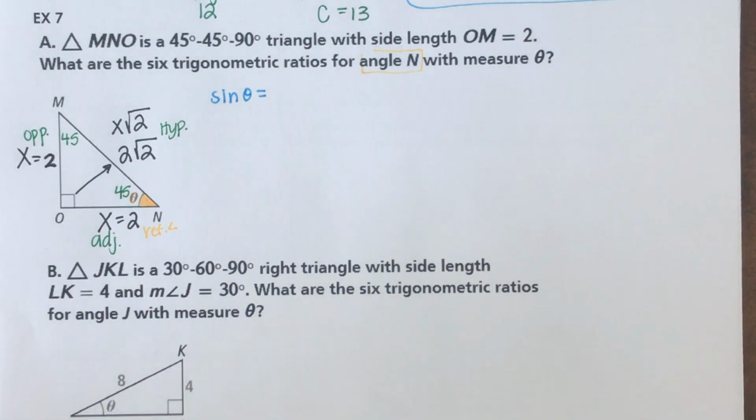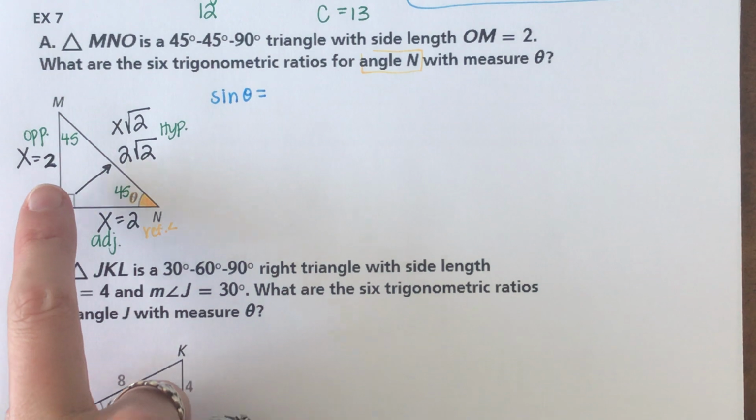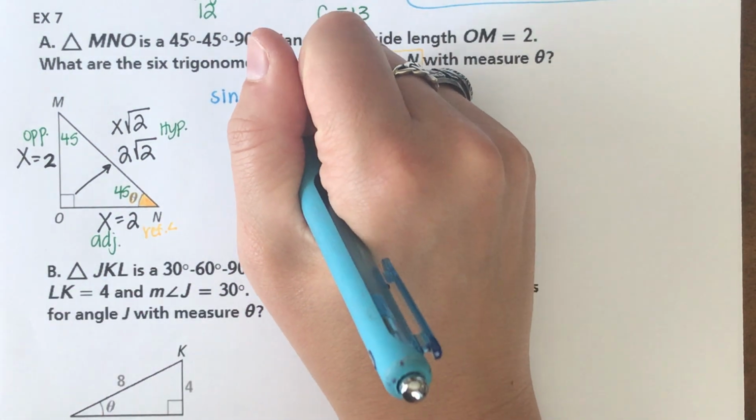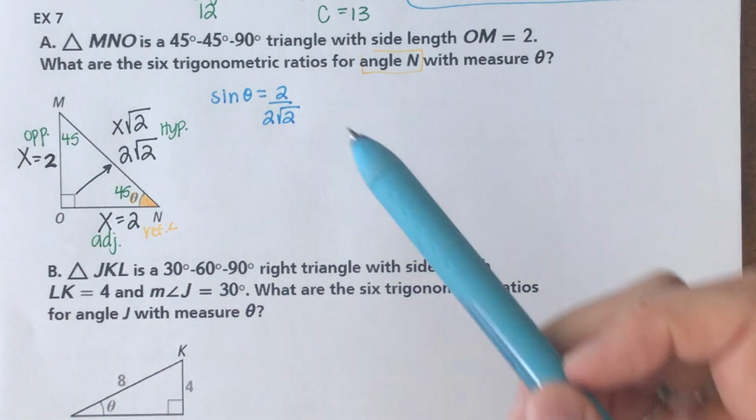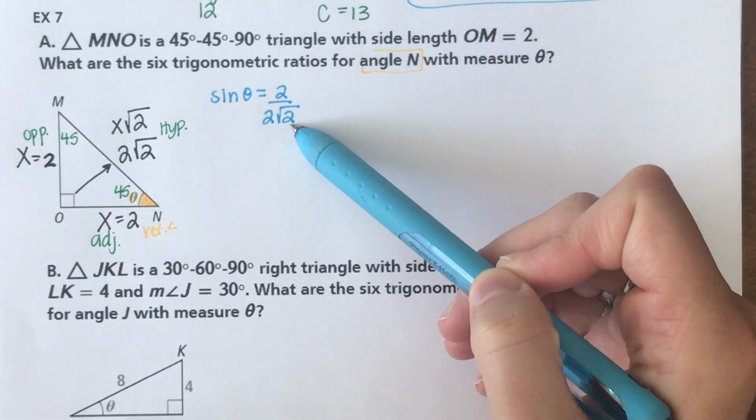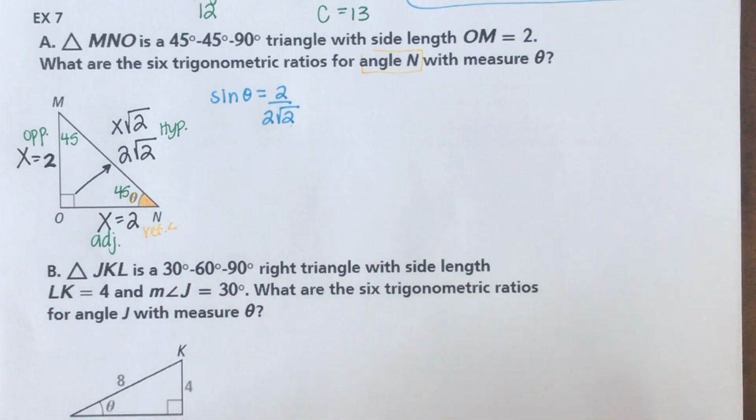So the sine is opposite over hypotenuse. So opposite over hypotenuse. Now I've got a problem here, right? Because I've got a radical at the bottom and you're not allowed to have a radical at the bottom, so I do need to simplify this.